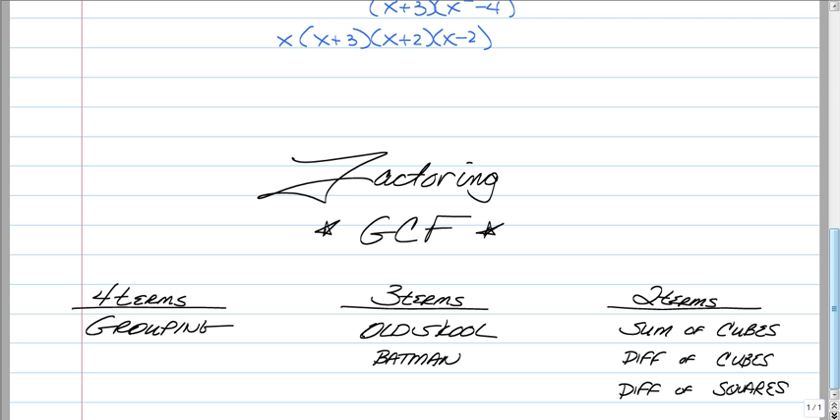When you have 3 terms, you still have your old school magic number game, what multiplies to the last term but adds to the middle. And you have Batman, also known as splitting the middle term. But now you have 3 different ways of factoring when your polynomial only has 2 terms. You have the sum of cubes, the difference of cubes, and the difference of squares. Remember, there is no sum of squares.